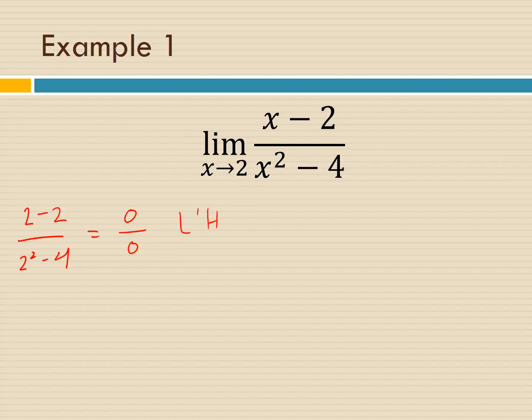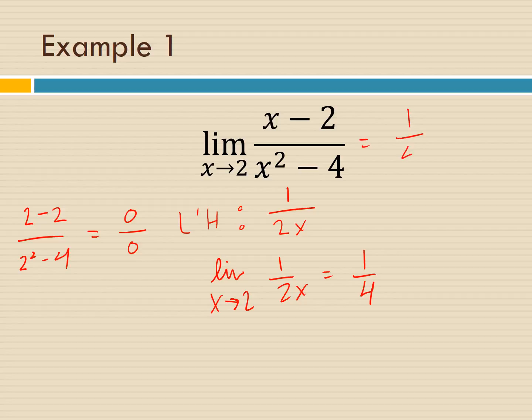So let's do it. The first thing that we do is take the derivative of the top, which is 1, because the derivative of x is 1 and the derivative of 2 is 0. Then we put that over the derivative of the bottom, which is 2x, because the derivative of x squared is 2x and the derivative of 4 is 0. Then we take the limit of the new equation. So we're going to again plug in a 2, and this time we get 1/4, because it's 1 over 2 times 2. This is what our original limit statement equals, and your problem is done.